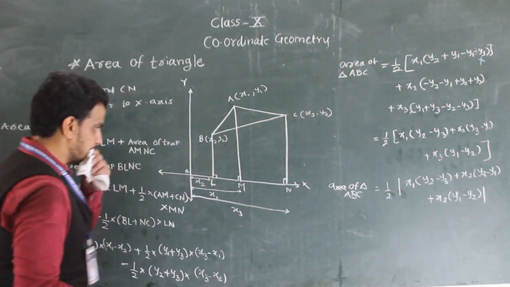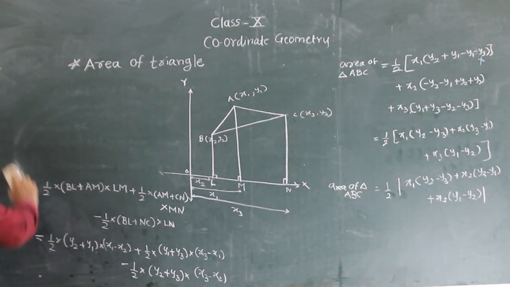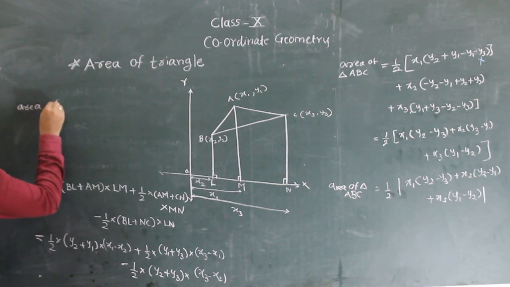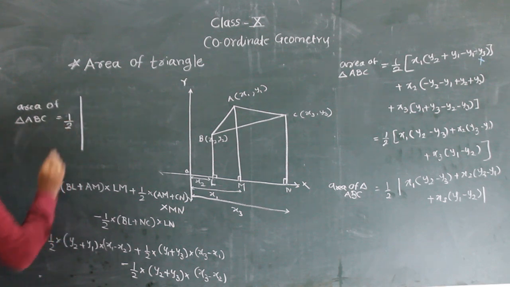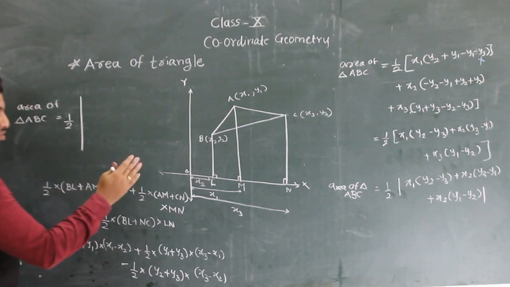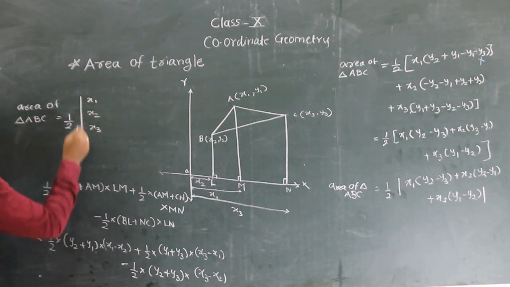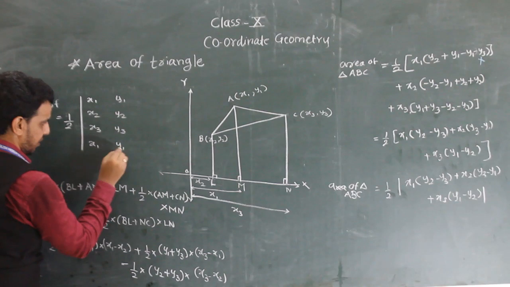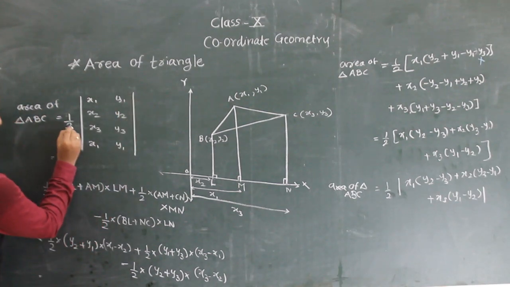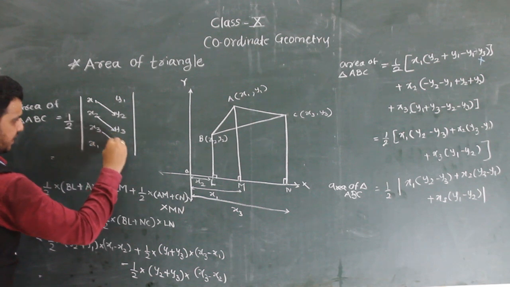Or another method is there. So now I am writing this. Another method to remember this formula is called the stair method. So you can write this formula in this way. First we have to write this half here, and the coordinates you have to write in stair. Here you have to write x1, x2, x3 and again x1, and here y1, y2, y3 and y1. In this method we first multiply x1, y2, x2, y3 and x3, y1.